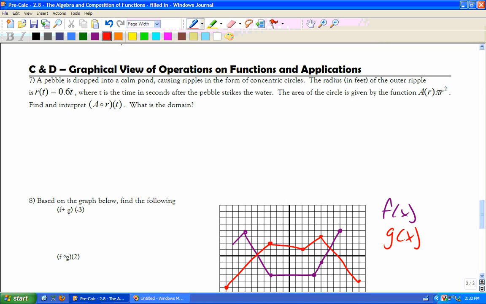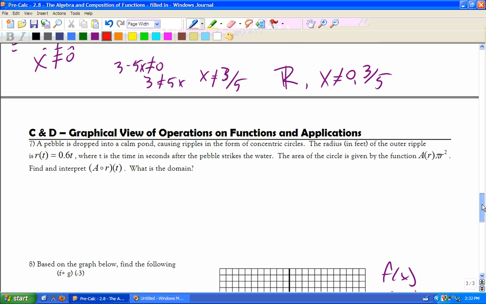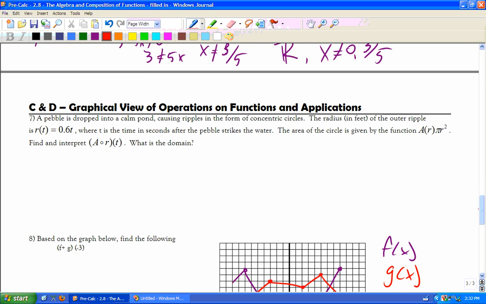Now we're going to take a look at some of the operations in the graphical way to represent the composition and algebra of functions. It says a pebble is dropped into a calm pond, causing ripples to form concentric circles. Those are the little circles that get bigger and bigger as the ripples move out. The radius in feet of the outer ripple is r of t equals 0.6 t, where t is the time in seconds after the pebble hits the water.